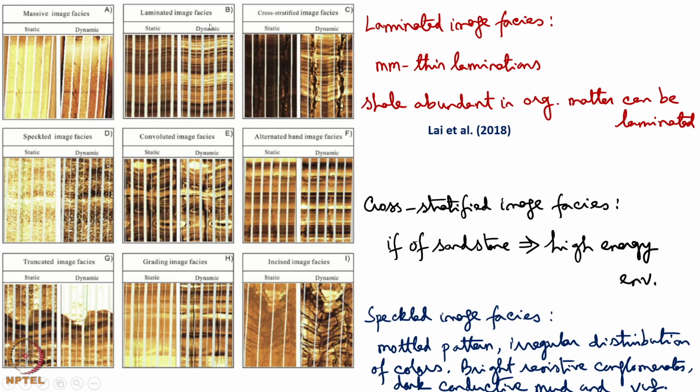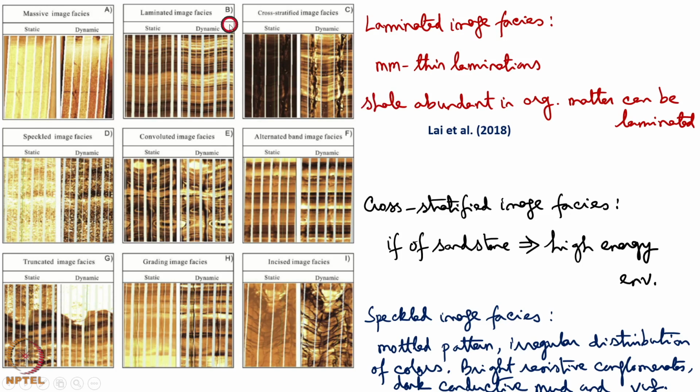And what kind of rocks can show such lamination? The answer is shale abundant in organic matter can be laminated. So, based on laminated image facies, if we observe like this, we may be able to comment on rock type, but we have to do that with great caution.